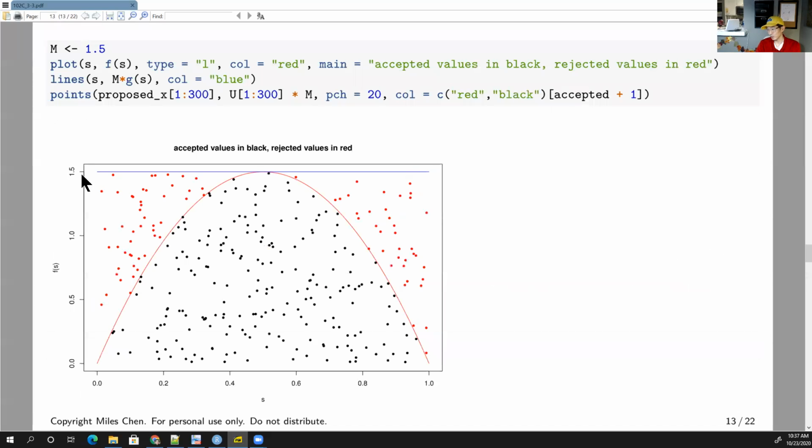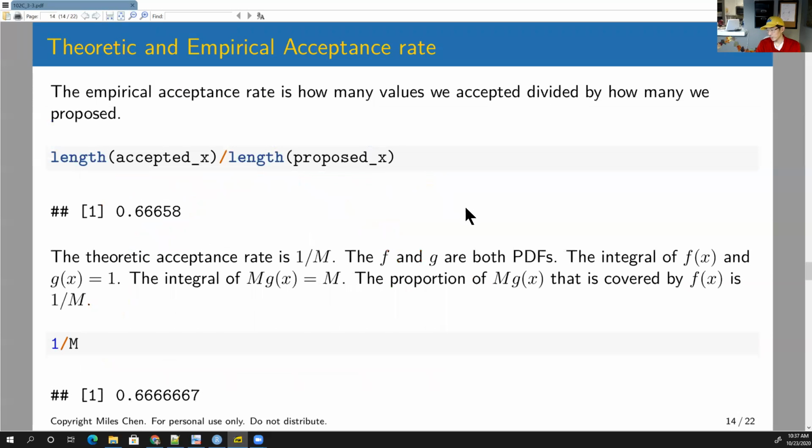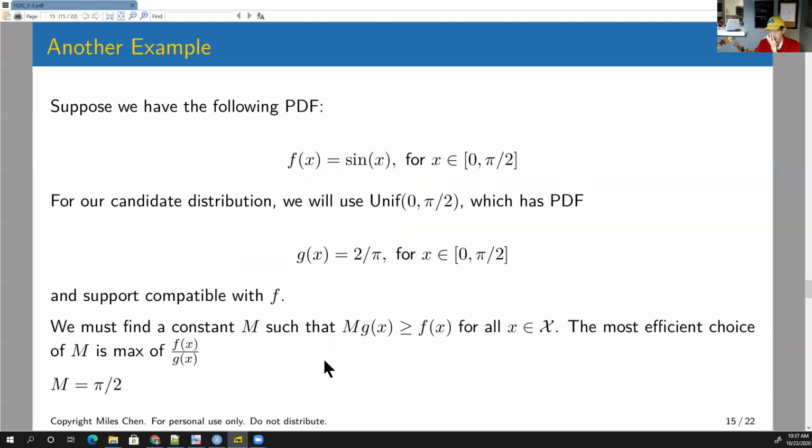Right, so the total area covered by the blue line is going to be 1.5. The total area covered by a PDF is 1. So it's going to be 1 divided by basically 1.5. All right, so that's that one example. Here's another example.